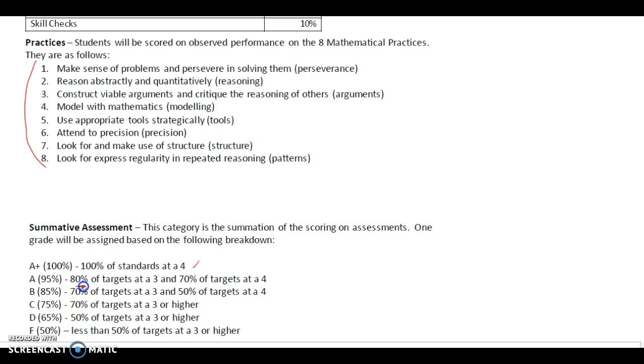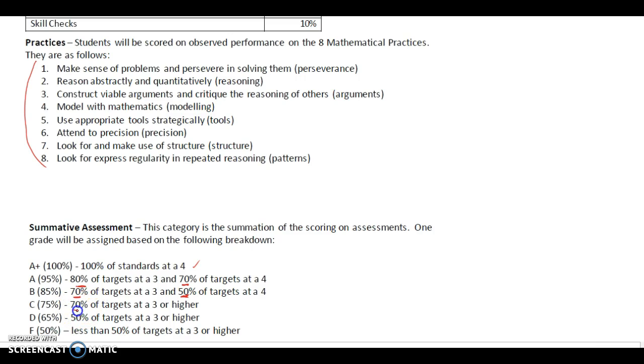If, let's say, 80% of the targets, so 8 out of 10 targets, are at least at a 3, and you also have 7 out of 10 at a 4, then for us, that feels like A-level work, 95%. A B would be a 70% at a 3, and half of your targets at a 4. You're proficient in the majority of material. You're excellent in half of it, but not quite at that A level.